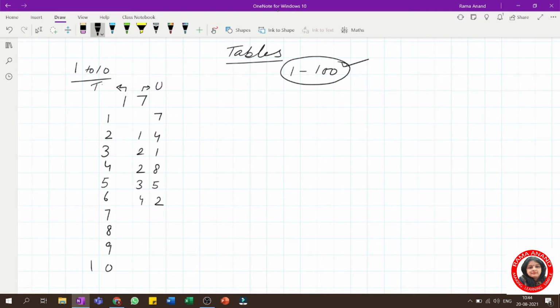7 6s are 42, 7 7s are 49, then 7 8s are 56, then it's 63 and then 70. Now how can you create a table of 17? This is my unit place, this is my tens place and all the digits like this. Because at one place we can't put 2 digits, so we have to move this digit forward to the tens place. This is the simple logic. Let's see how we can create the table of 17 now.